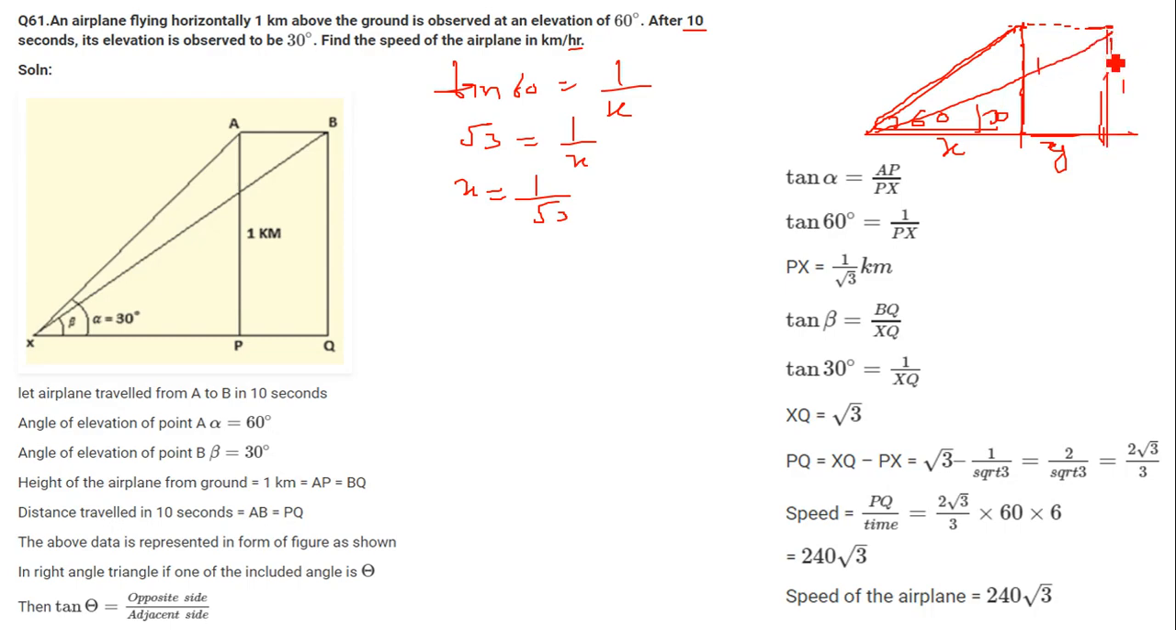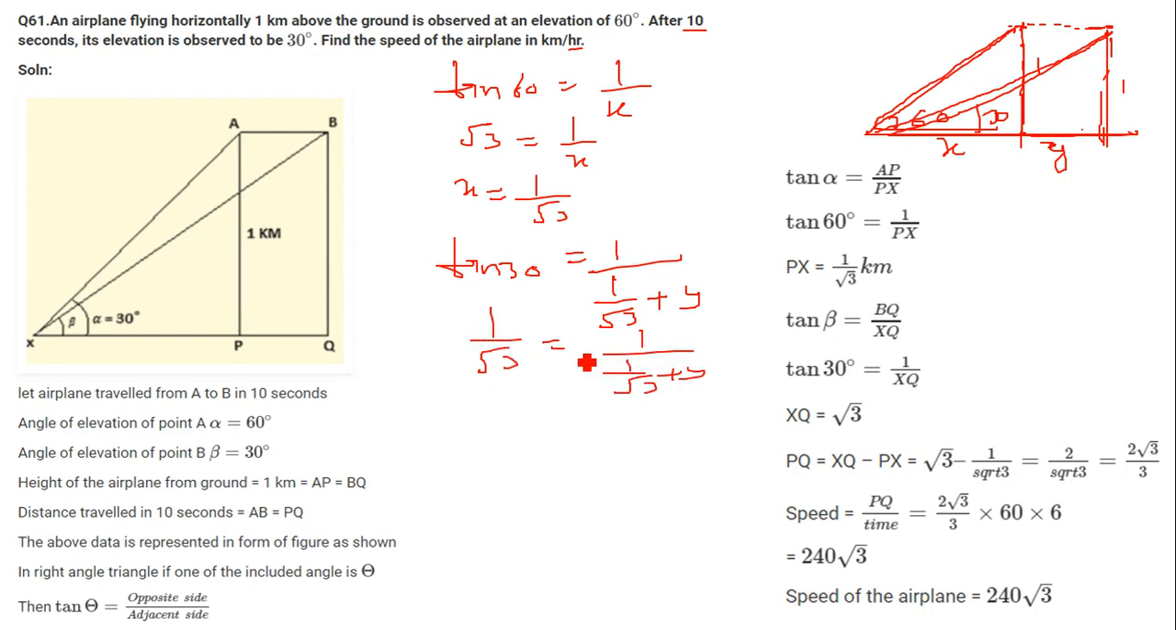This we got x. Now coming to the bigger triangle, this one. So tan 30 is perpendicular by base. Again, this will remain as 1. And this will be x plus y. But x is what? 1 by root 3. So I am just writing x plus y. So x is 1 by root 3 and y is y. Now tan 30 is what? Tan 30 is 1 by root 3.